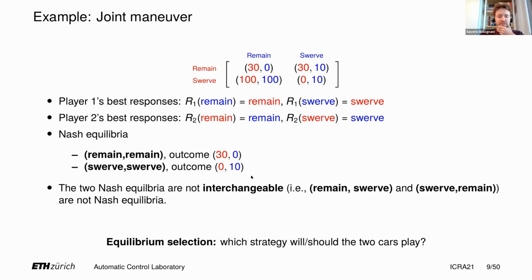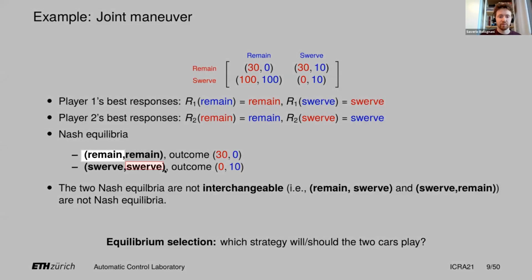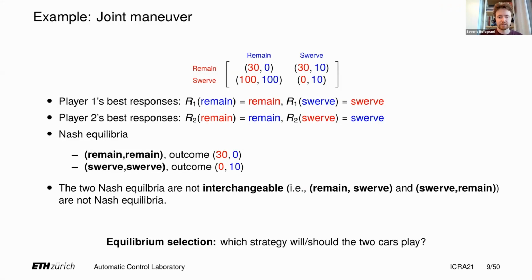Now, a couple of simple observations in this apparently simple game. Nash equilibria are not interchangeable. What I mean is that you cannot define for player 1 the set of Nash equilibria and for player 2 the set of Nash equilibria and then mix and match. If you take remain and swerve for player 1 and player 2, they both belong to a Nash equilibrium, but to a different one. And in fact, remain-swerve is not a Nash equilibrium. And same for the others, which poses an interesting problem, right?